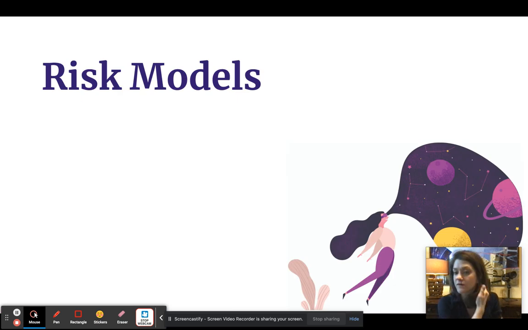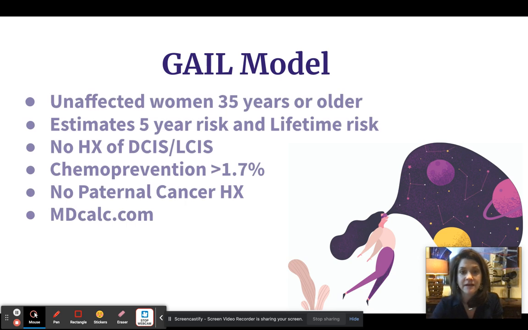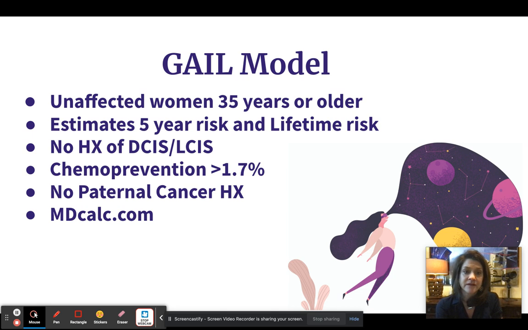Now focusing on risk models. There are 3 main risk models that help us give an actual number to the lifetime percentage of risk for breast cancer. And one of these risk models does include lifetime risk of ovarian cancer. The most commonly known is the Gail model. And this tool is for women that are older than 35. It will give us 2 numbers. It'll give us a 5-year number for risk for breast cancer and a lifetime risk.